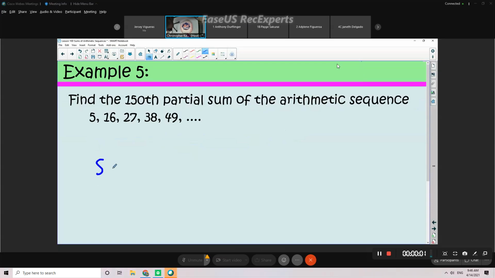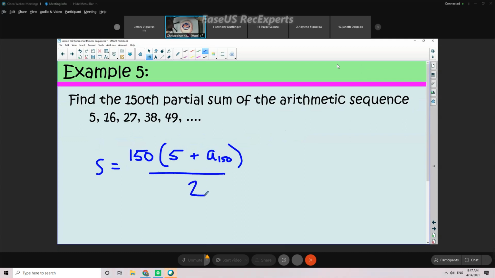Okay, my sum would be equal to, well, I want the 150th partial sum, so that means I want 150 numbers. The first number is 5. What's the last number? I've got to figure out what A150 is. But luckily, we know how to do that.